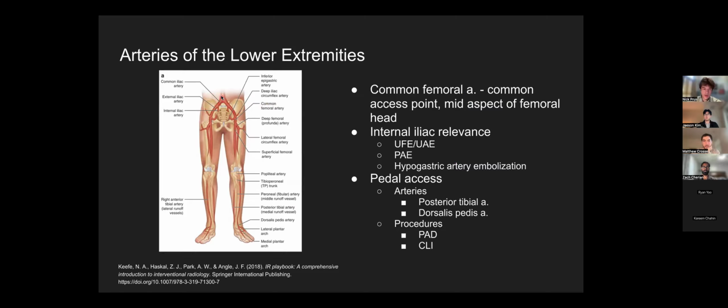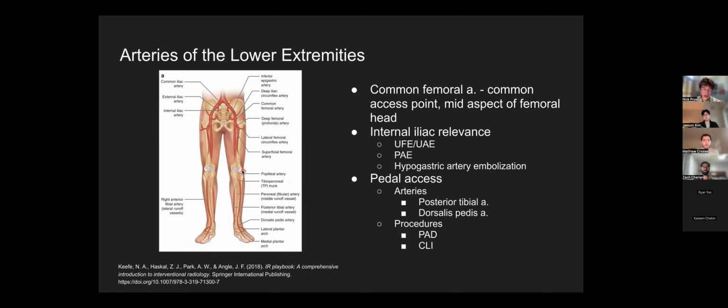So as I mentioned, abdominal aorta, you have the common iliacs, and then off of the common iliacs, you have the internal and external iliac arteries. You have some arteries supplying some of the hip joint. You'd only access those if you're doing a hip embolization. The common femoral gives rise to the deep femoral or the profunda, but it continues into the superficial femoral. Eventually it becomes the popliteal in the popliteal region.